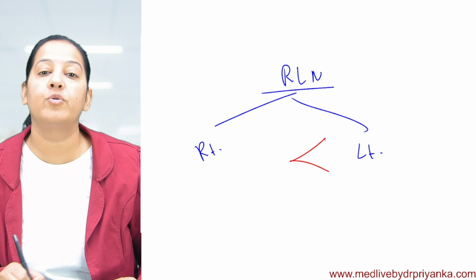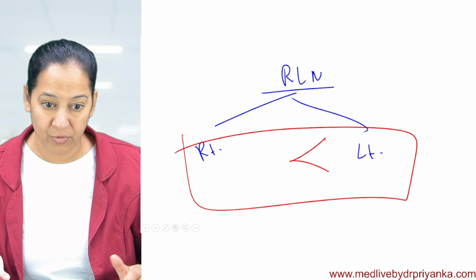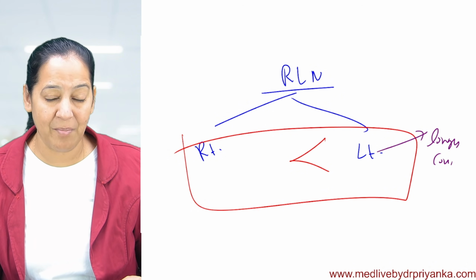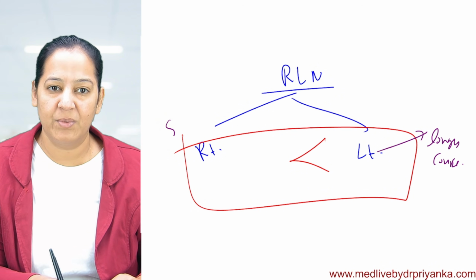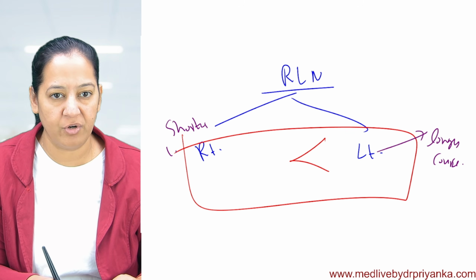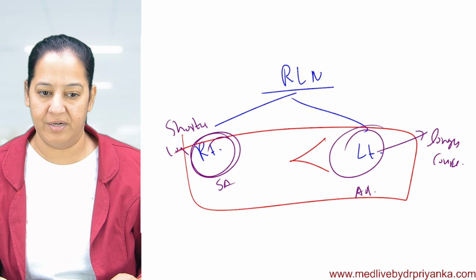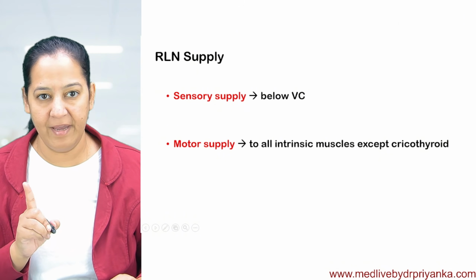Why is the left more prone to injury? The answer is it has a longer course, so the chances of injury are higher. This one has a shorter course. Why the longer and shorter course? This one arises at the level of the subclavian artery and this one arises at the level of the arch of the aorta. I hope everyone got it.